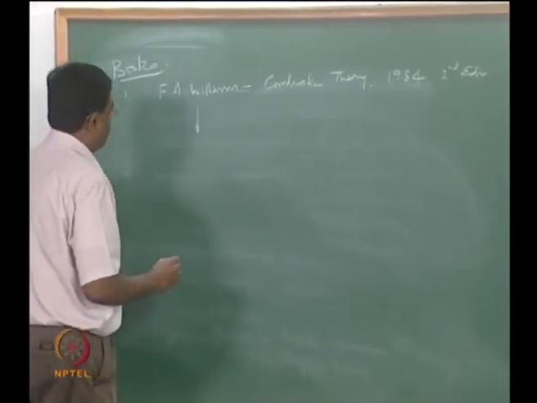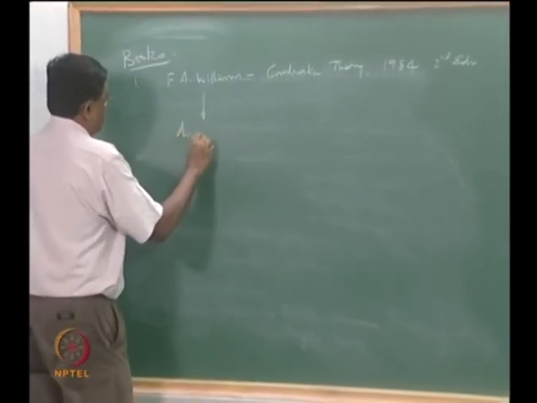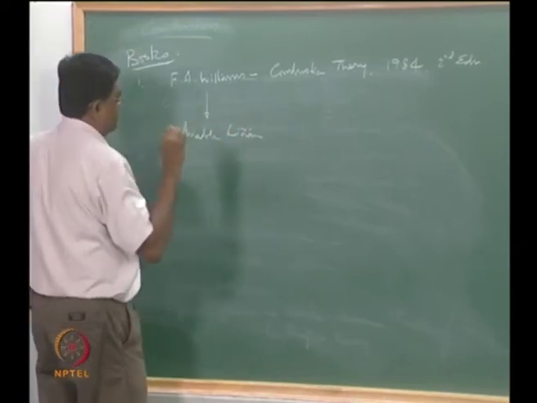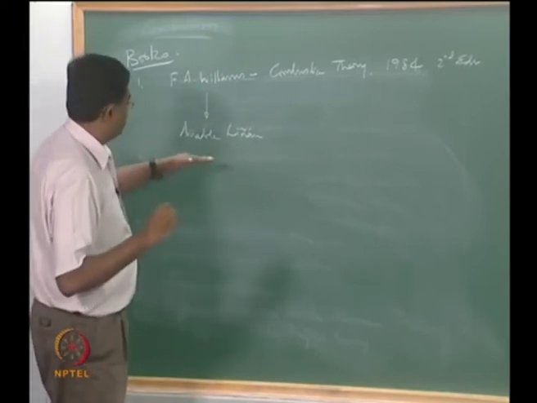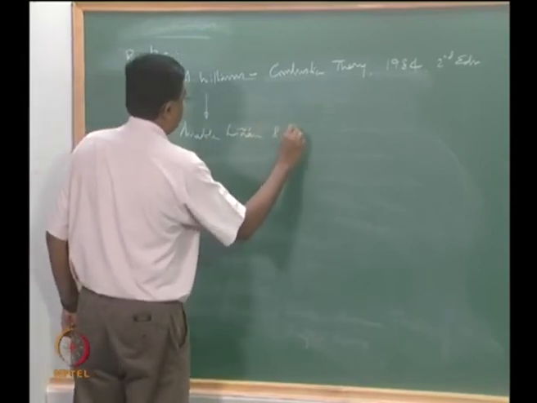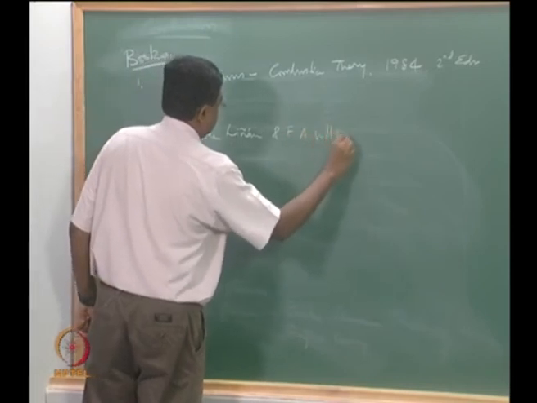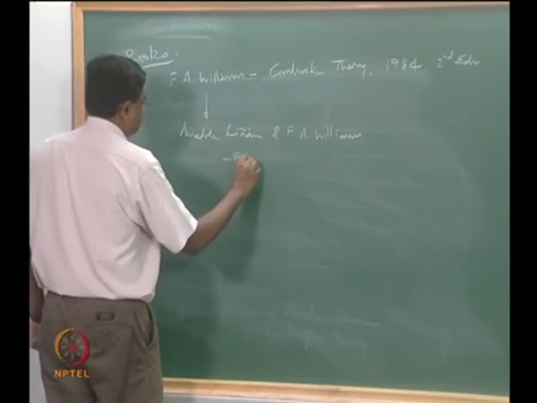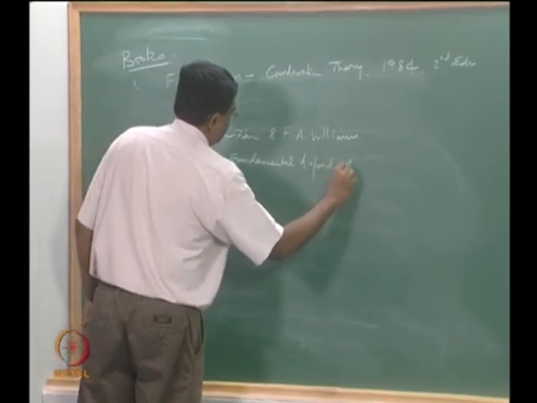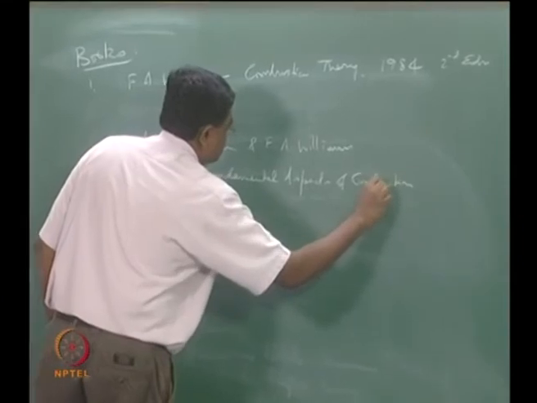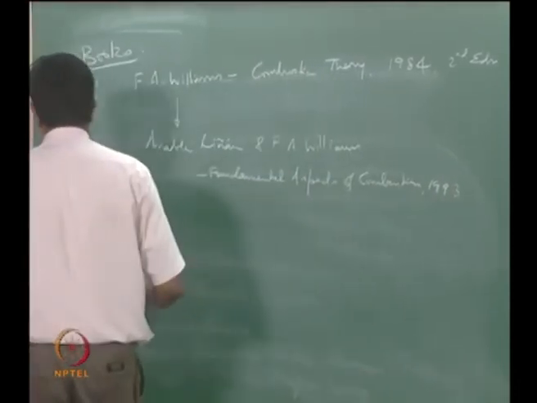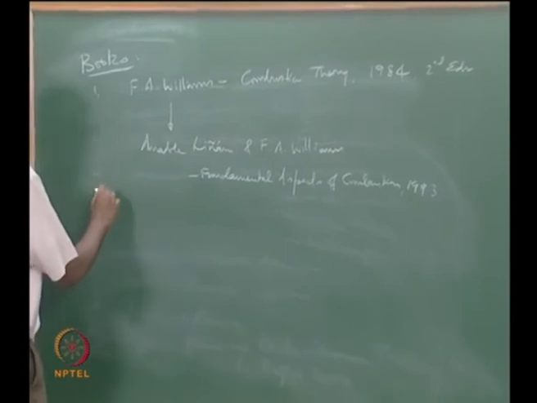A derivative, smaller book was also written by Liñán and F.A. Williams. It's a Spanish name, so you have to pronounce it, I guess, as Liñán, with the tilde and the accent. This is Fundamental Aspects of Combustion, around 1993 or thereabouts. I'll give you the specifics on the website.